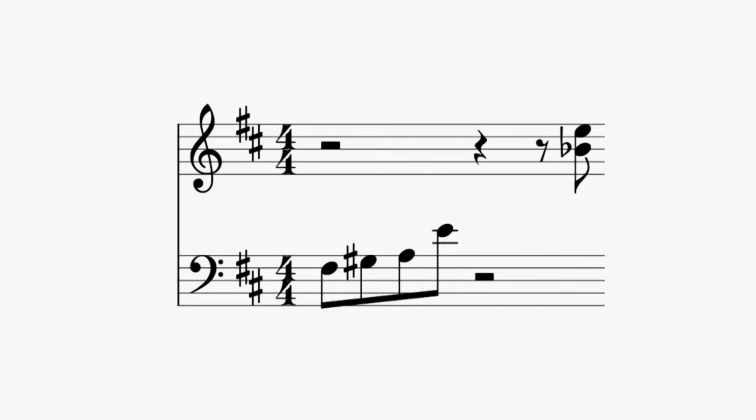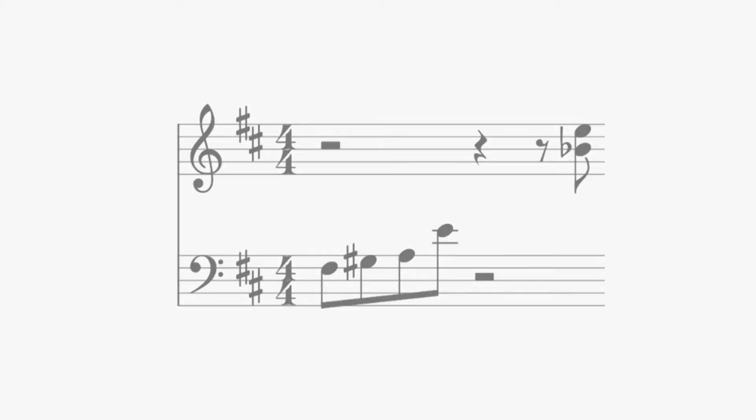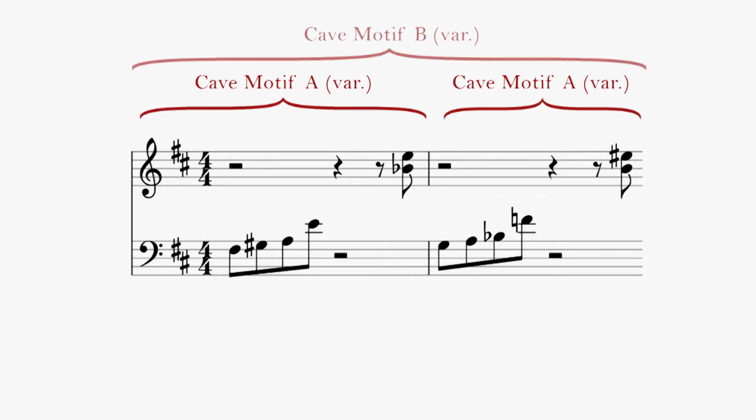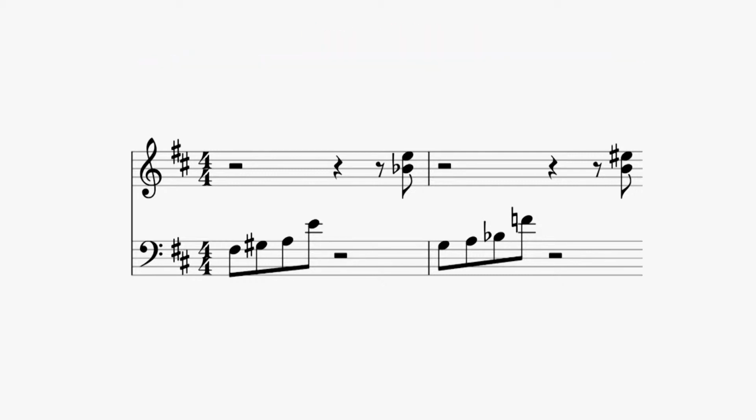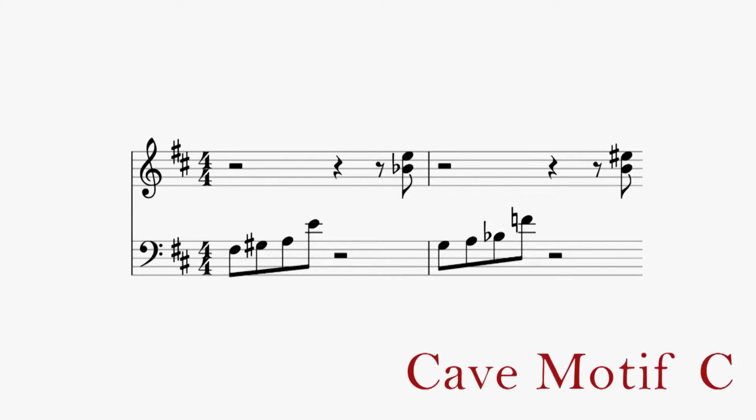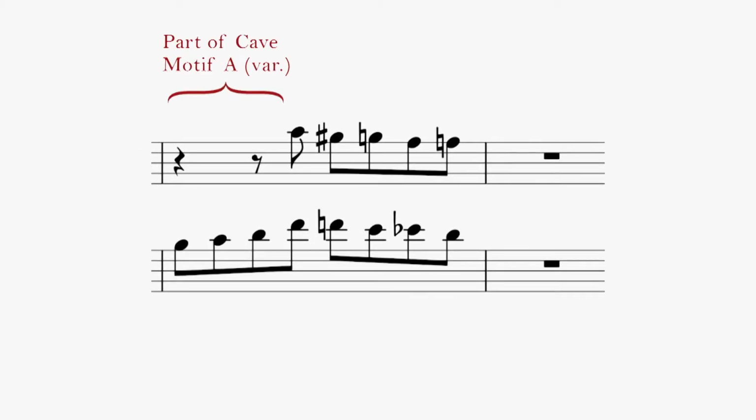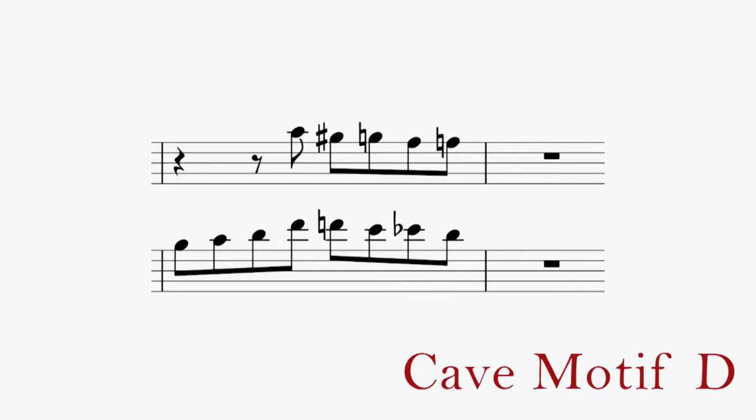The next measure, though, jumps up to F sharp and presents a shortened version of the original theme. And the next measure after this is the same, but now a half step up, different from the whole step up before, giving it a different kind of sound. Now let's call these 2 measures cave motif C. The last measure seems to start the original theme again, but introduces something completely new, these 4 descending half steps, which we'll call cave motif D.